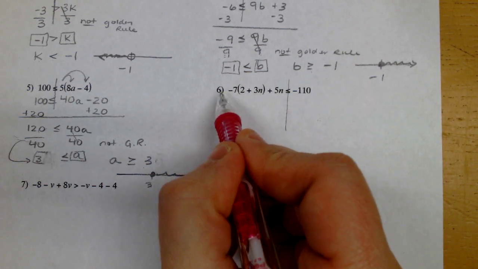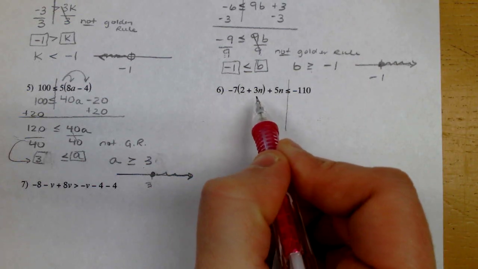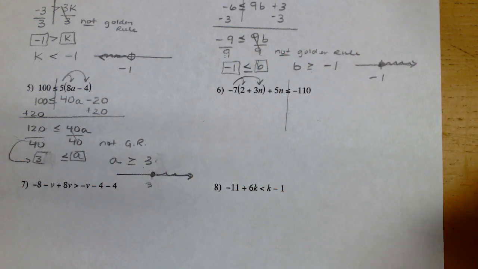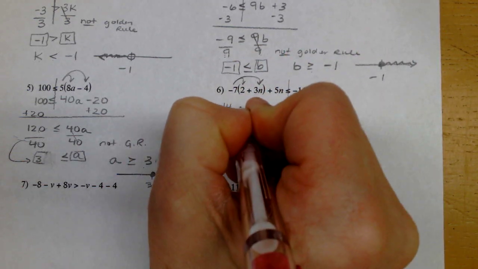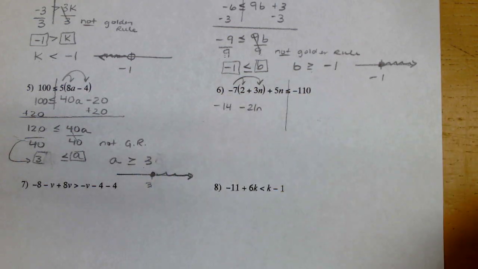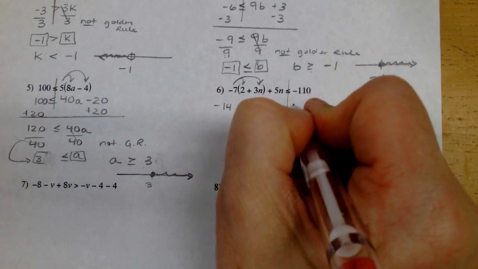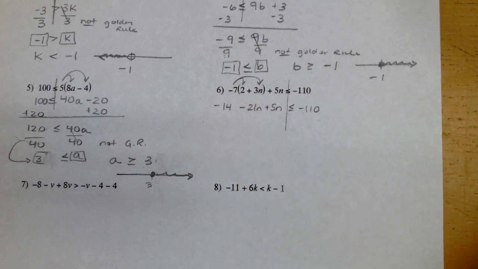I got to do a lot of cleaning on this side. So let's start by getting rid of parentheses. Negative 14 minus 21, don't forget the n, plus 5n. Okay, less than or equal to negative 110.